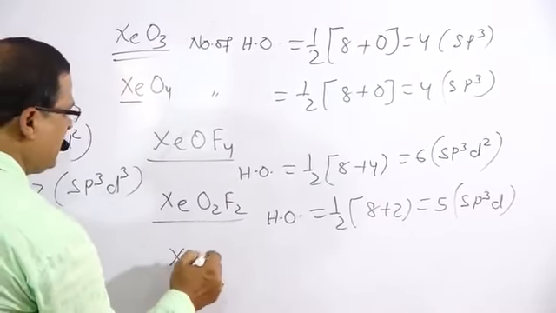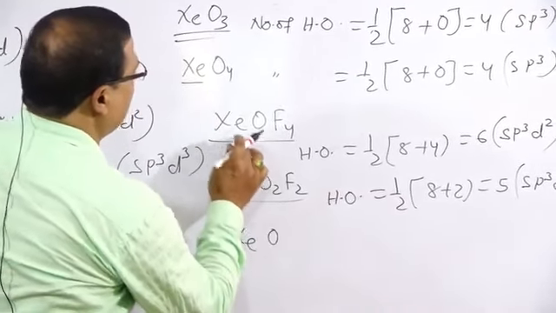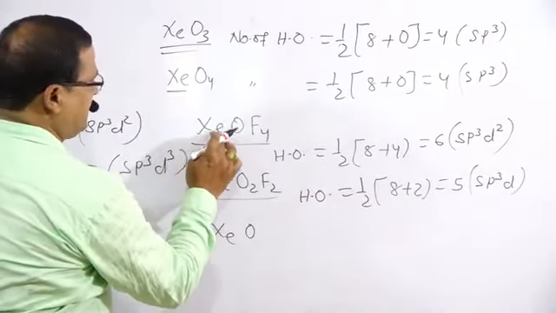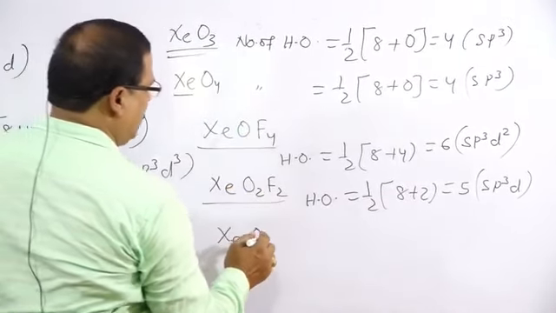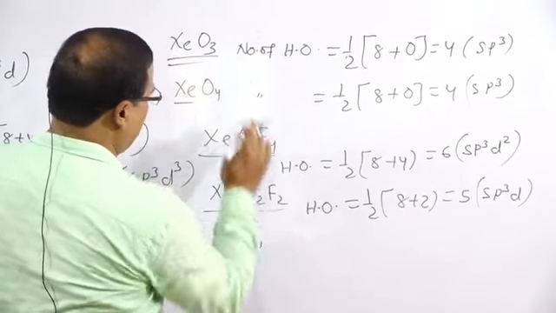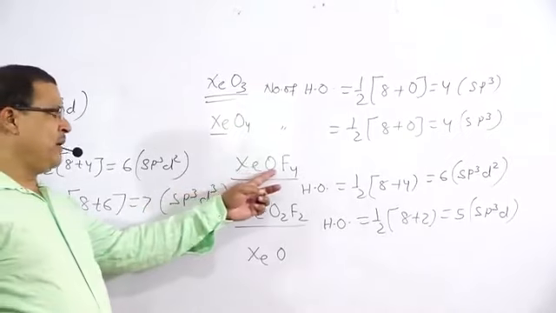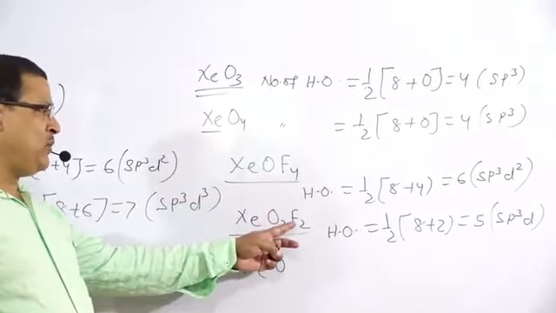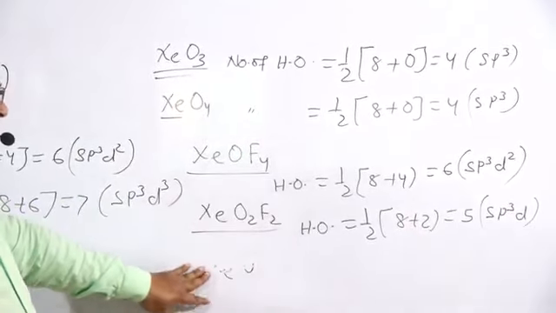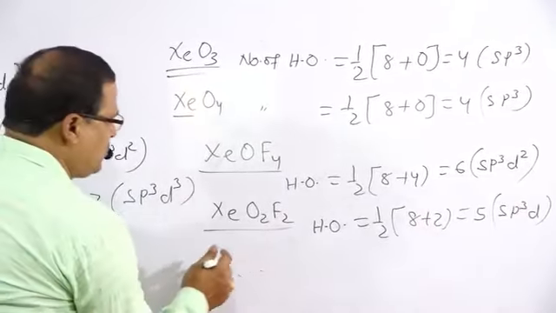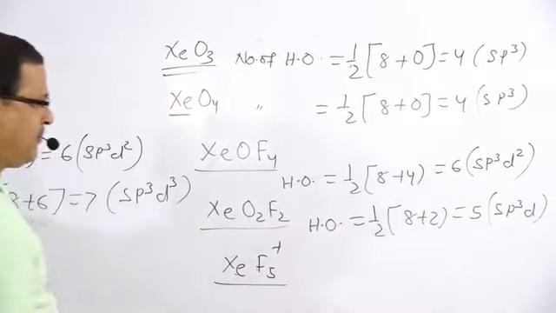Then XeO4, already we have given. XeO4, XeO2F2, and XeO3, already we have given. So these are the different compounds, XeO4, XeO2F2, XeO3 and XeO4. Already we have discussed this. Similarly, you can apply it for this cation also, that is XeF5 plus.